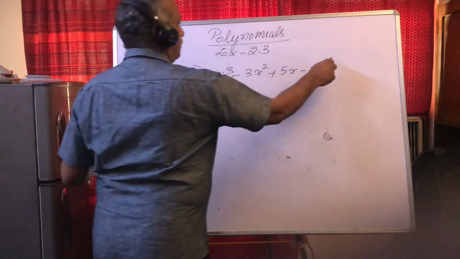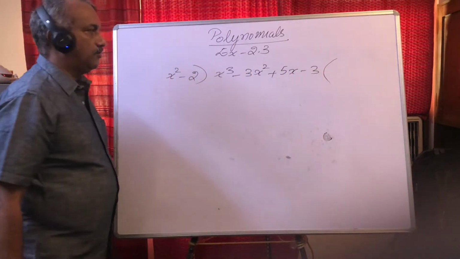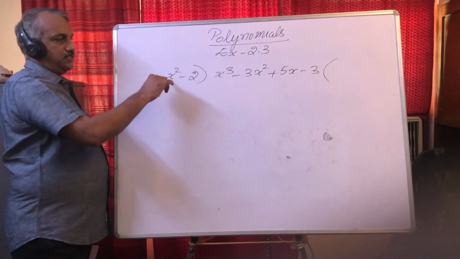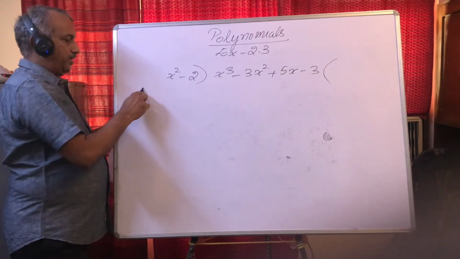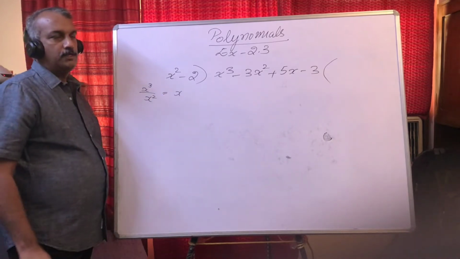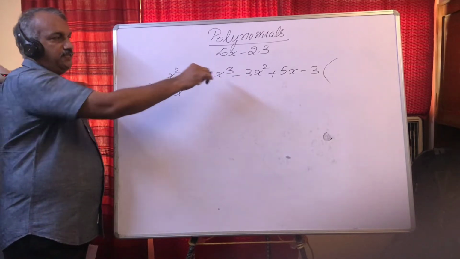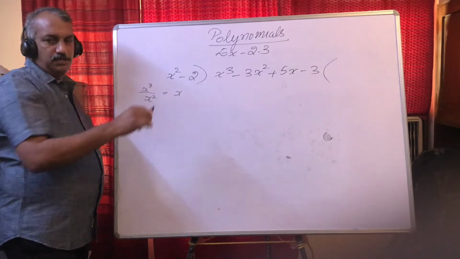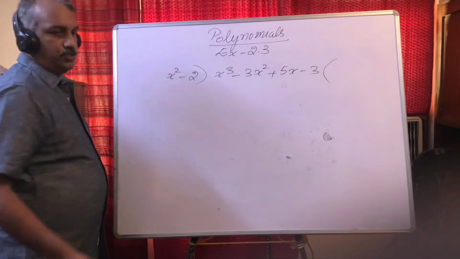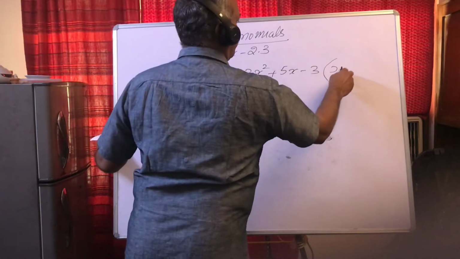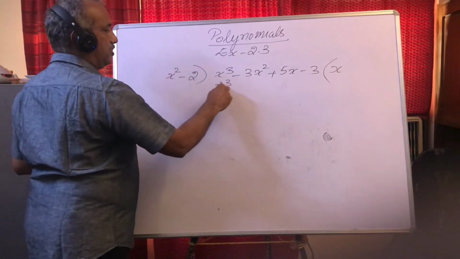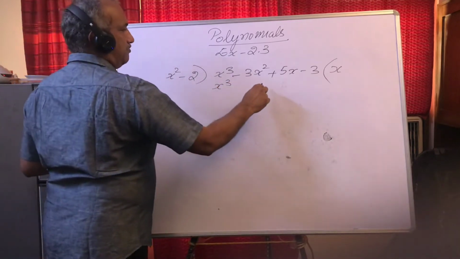See, first you have to make sure that it is in order, then divide the first term of the dividend by the first term of the divisor. X cube upon x square is equal to x. So we get x, and that will be the first term of the quotient. Then multiply each term by x: x into x square, x cube, x into minus 2, minus 2x.